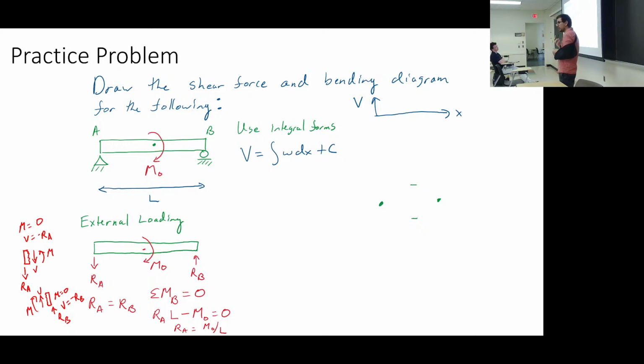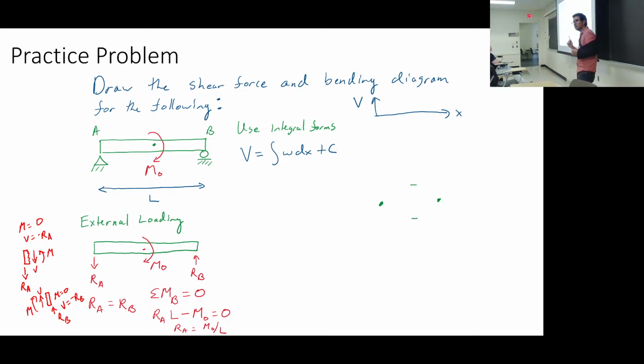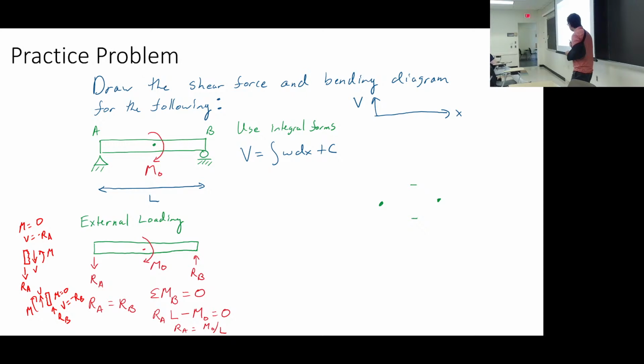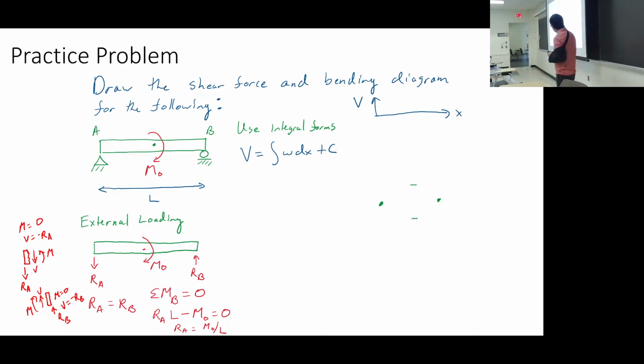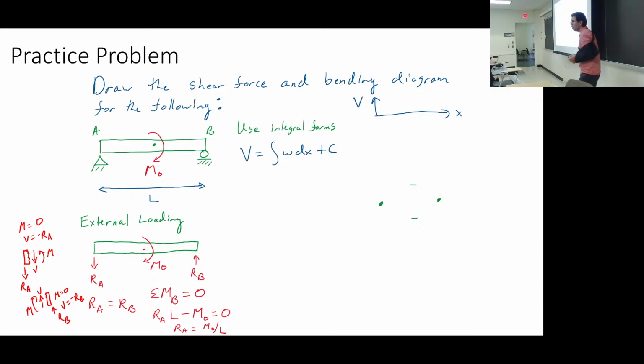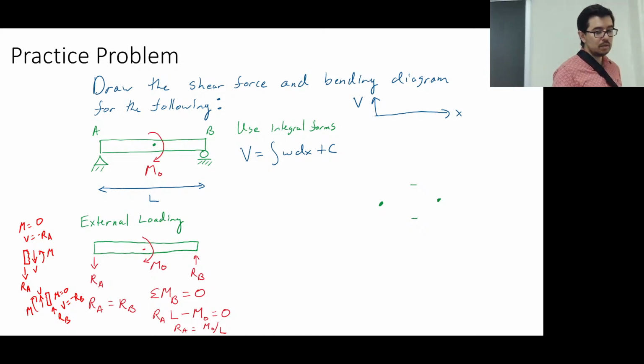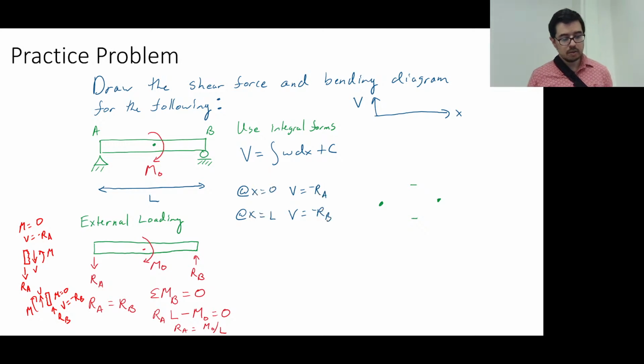On the right side, what is it equal to? Minus RB, right? And we have a relationship for what RB is equal to, RA, so it's also M naught over L. So minus M naught over L. Alright, oh yes, we did this. No slope, yes, that's it.